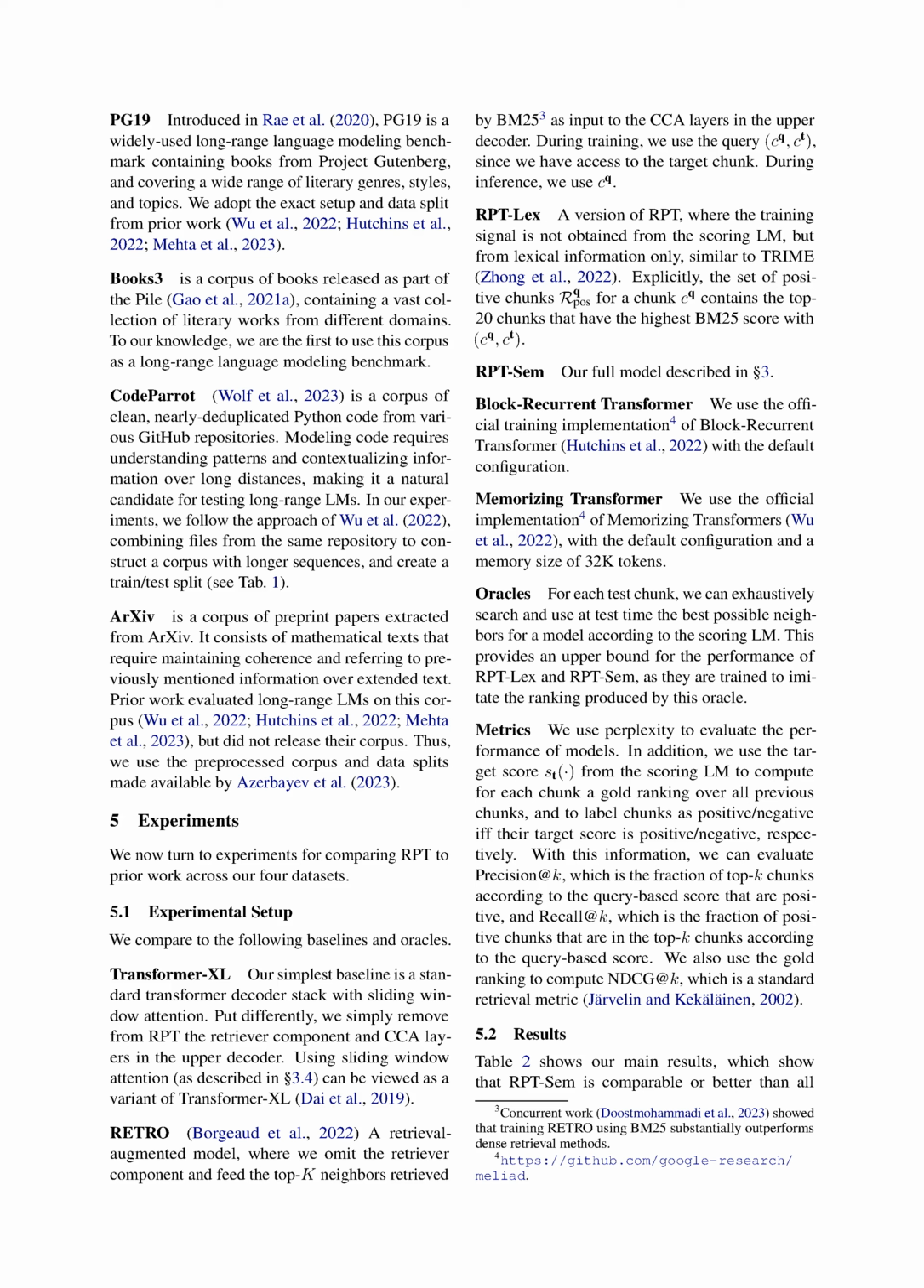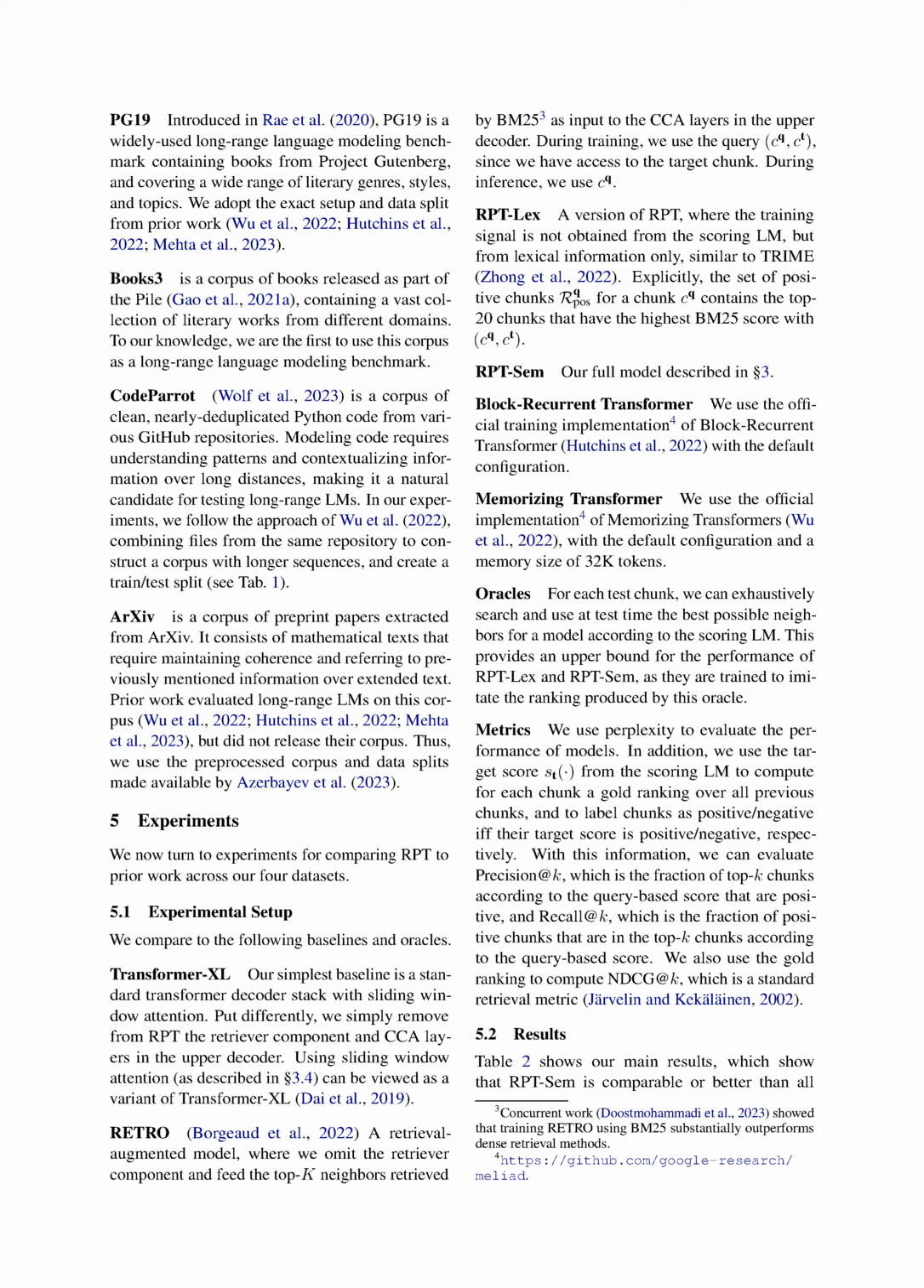Finally, we've utilized arXiv. This dataset comprises academic papers taken from arXiv, and they are primarily mathematical texts. These texts require a high level of coherence and often refer back to previously mentioned information over lengthy passages. Previous research has evaluated long-range language models using this dataset, however, they did not make their version of the dataset public. We instead used the processed corpus and data splits that were made available by other researchers.